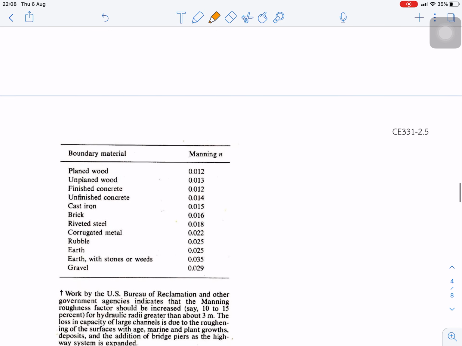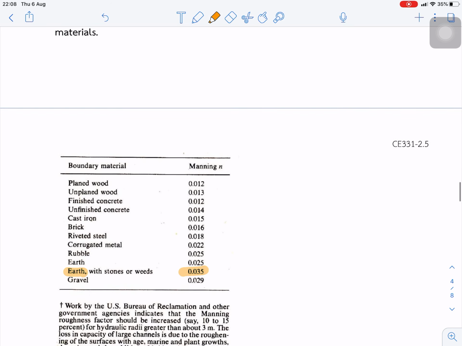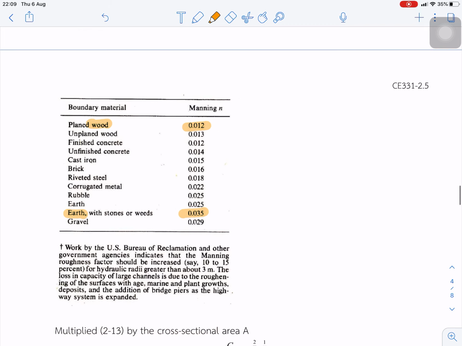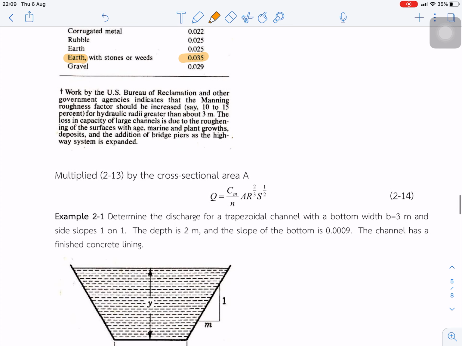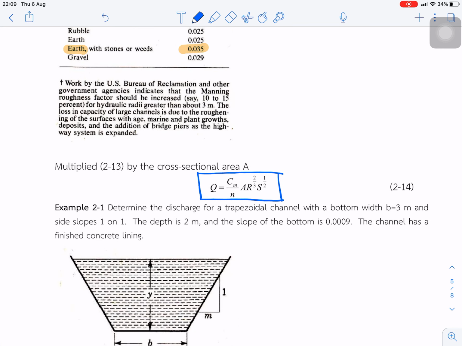This table shows the Manning n. We can expect that if the roughness is high, the Manning n is high. For example, earth compared to wood: the Manning n of wood is smaller because the roughness is less than earth. And if we multiply by the cross-section area, we get this equation for the Manning equation. Next we will talk about the application of this equation.